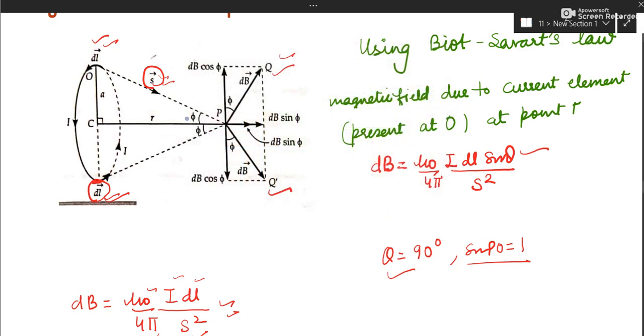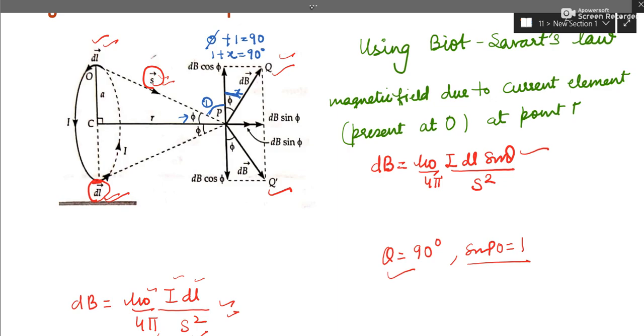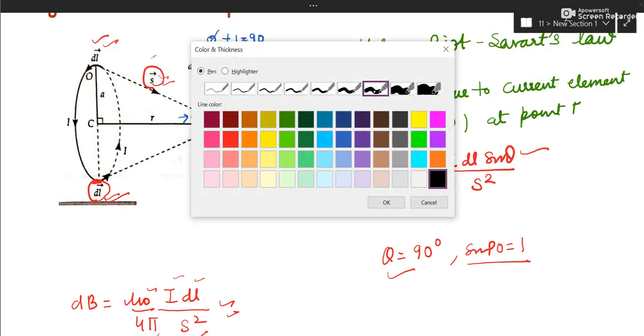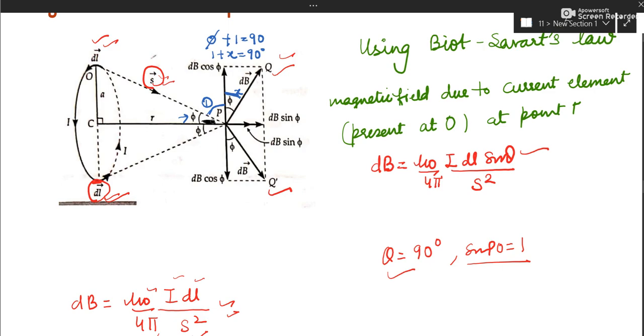Okay, now one more important thing that I would like to show you here. Look, this is some angle phi. So phi plus this angle 1 is 90, clear from the diagram. And angle 1 plus this x, let it be x, is also 90, clear from the diagram. Phi plus 1 is 90, and 1 plus the remaining x is 90. So if you keep both equal, phi will come equal to x. That is why here they have written directly phi.